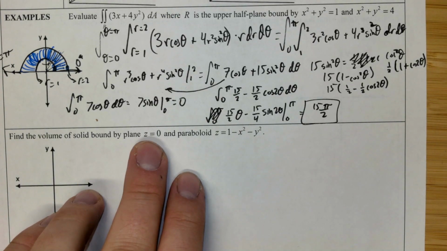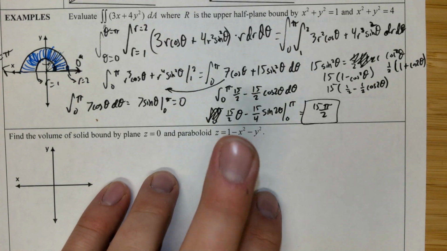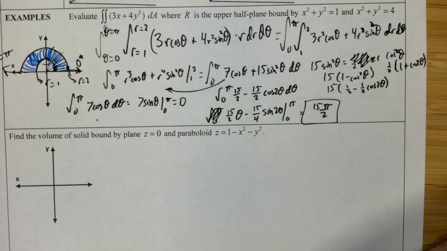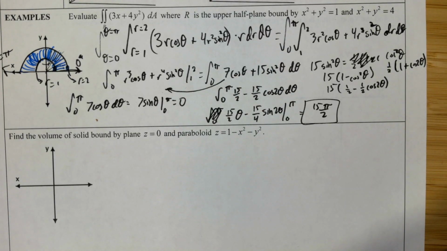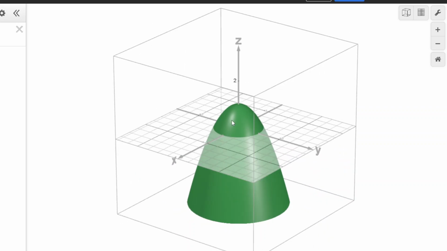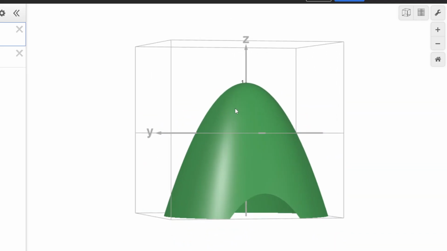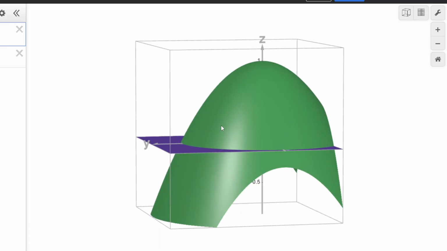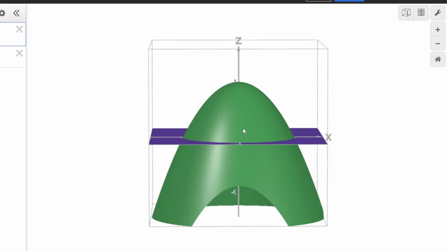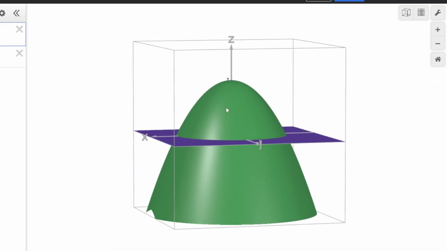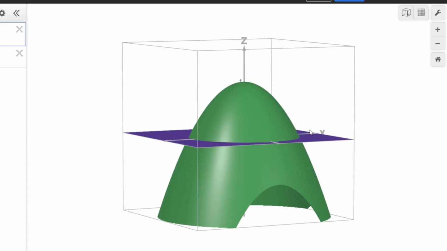The volume of the solid bound by this plane and this paraboloid. It is important to be able to picture this paraboloid in your mind. So let's throw it up in the Desmos 3D for you real quick. Z equals 1 minus x squared minus y squared. There she is. So we're just finding the positive part, like this volume. The volume of this green dome above the blue sheet.